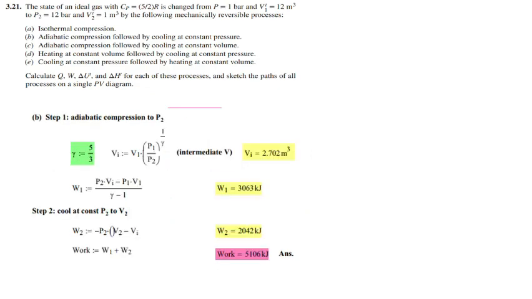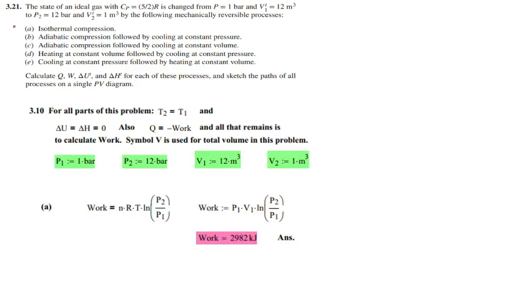Next question is: the state of an ideal gas, for which Cp is given as 5/2 R. So Cp is equal to 5/2 R. You asked me about how to calculate Cp. So Cp is equal to 5/2 R. The value of R is this. So 5/2 is 2.5. Just multiply 5/2 with this, and you will get your answer for Cp.